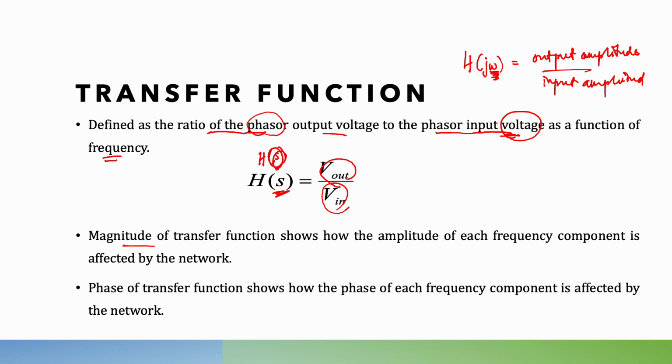The magnitude of the transfer function shows how the amplitude of each frequency component is affected by the network, and the phase of the transfer function shows how the phase of each frequency component is affected by the network.